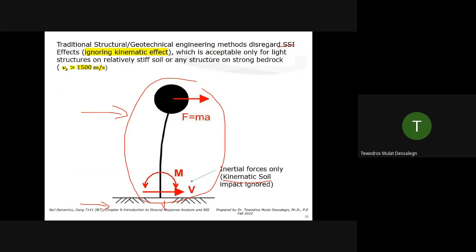So it's acceptable only for light structures on relatively stiff soil or rock. Any structure on strong bedrock, something like shear wave velocity greater than 1500 meters per second, this is very stiff rock. If that's the case, the rigid assumption is not bad. But if the rock is like a sedimentary rock, with much lower shear wave velocity, it has flexibility, and the impact is significant.